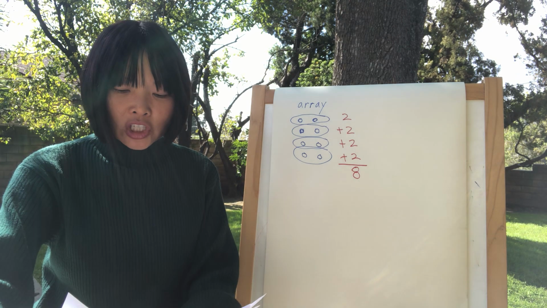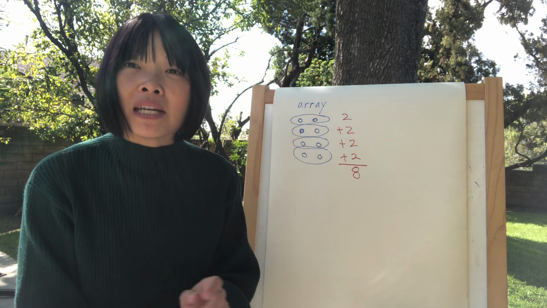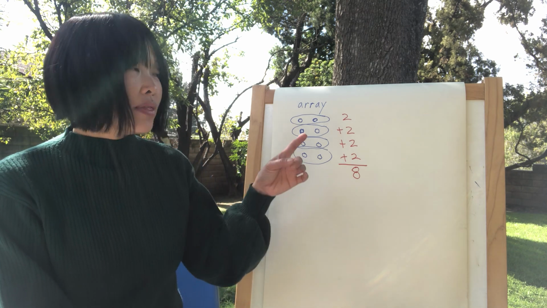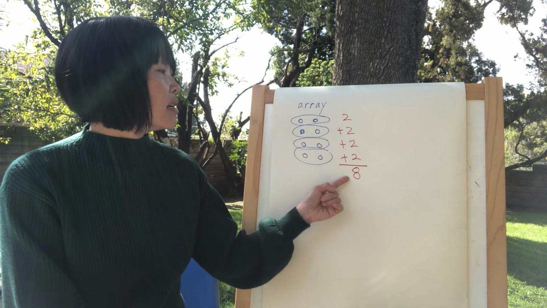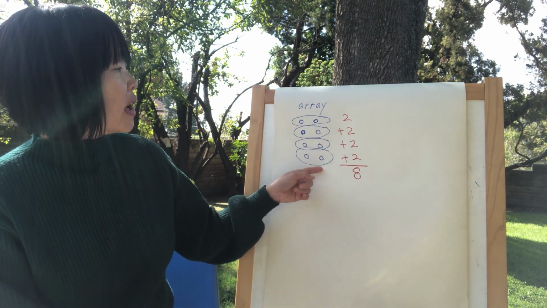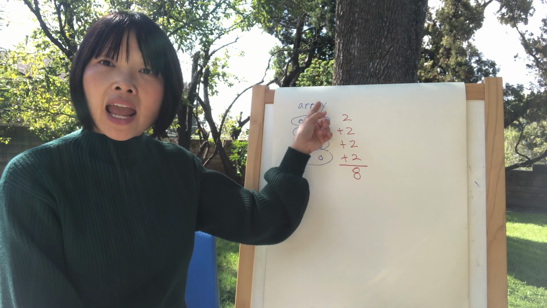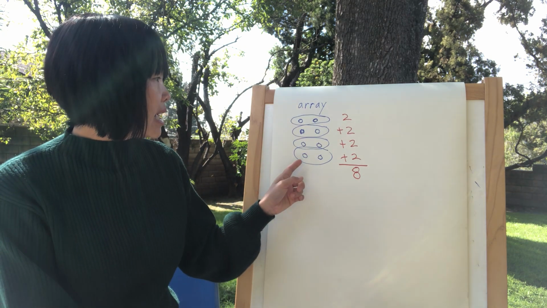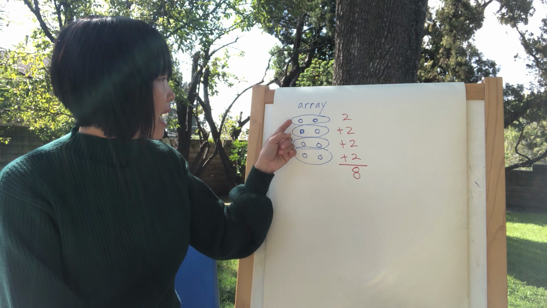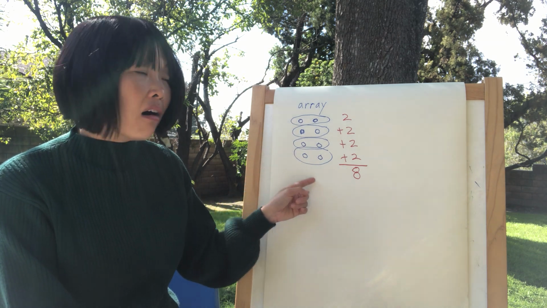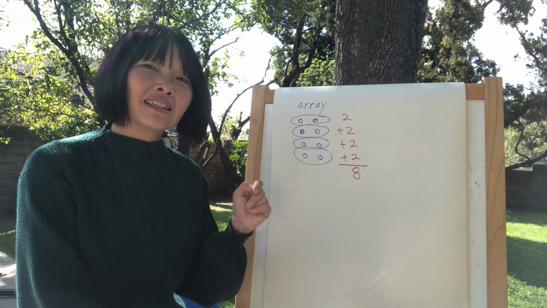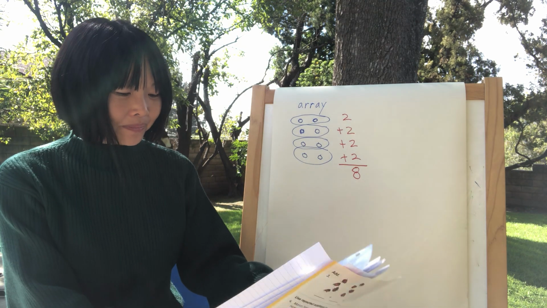When I use the word total, what I mean is how many all together. So in this example, the number 8 is the total. If you look at the picture of the array, the total you could see with the circles. 8 is how many all together. See, 2, 4, 6, 8. 8 is the total.